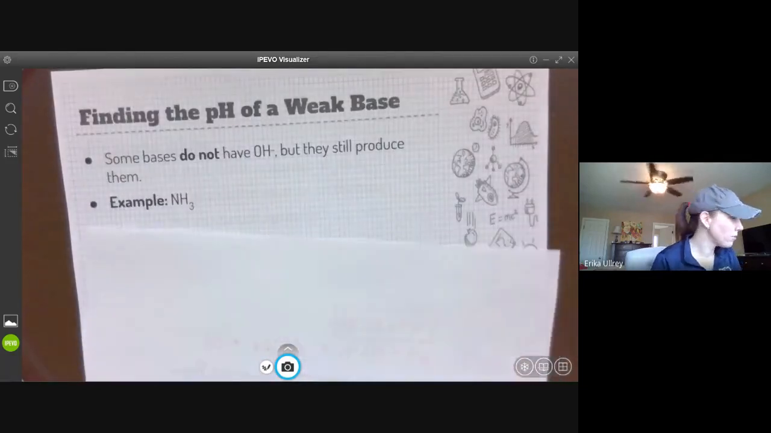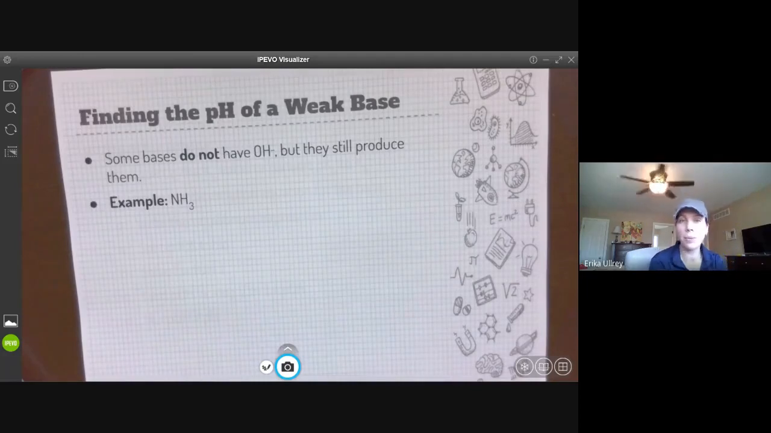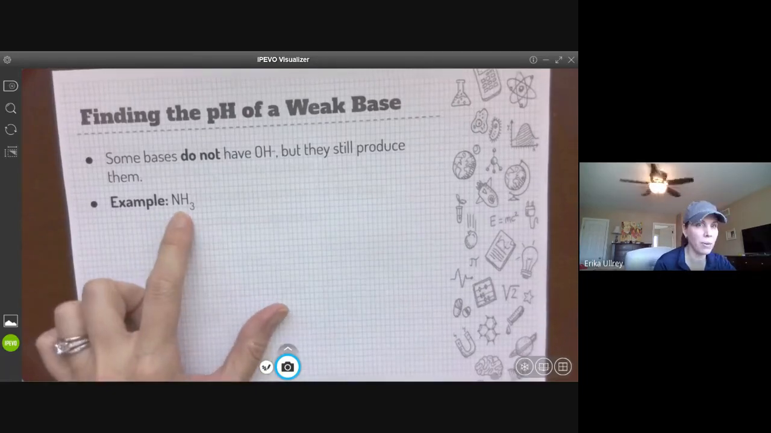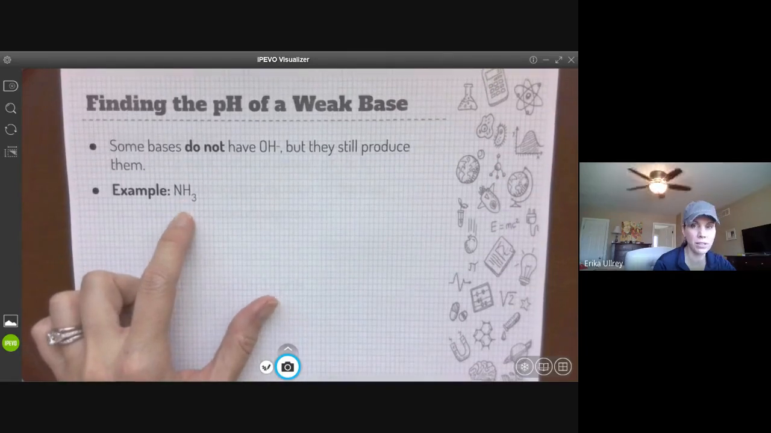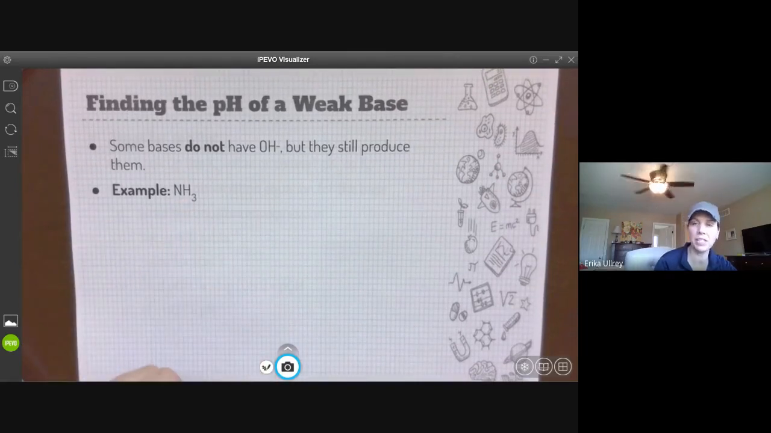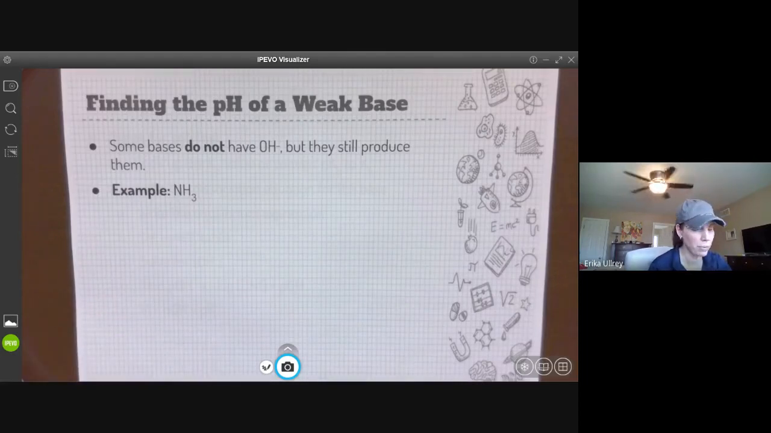All right, so some bases don't have OH, okay? Remember, we revised our definition of a base to be anything that would accept a hydrogen. So anything that a hydrogen will attach to, we would consider a base. A classic example of a base that doesn't have hydroxide on it is ammonia, okay? Ammonia, like the ingredient in window cleaner. So ammonia, NH3, when we put this into water, here's what's happening.